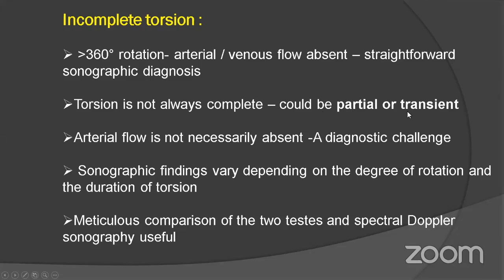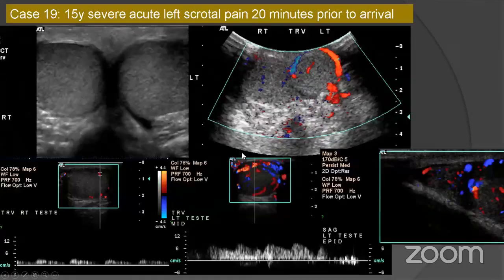Torsion could be partial or transient, and arterial flow is not necessarily absent. And that's when you need to pay close attention to all the other parameters.